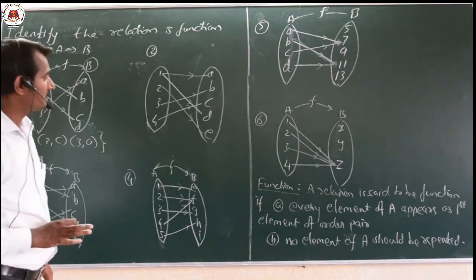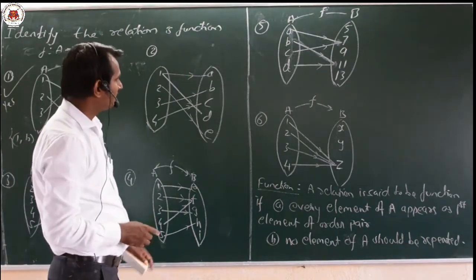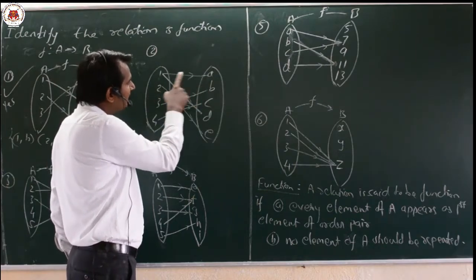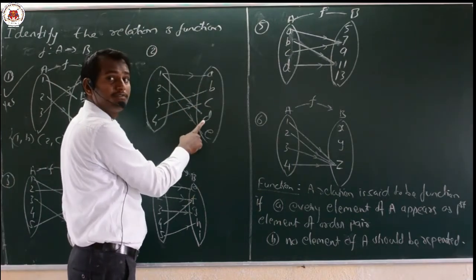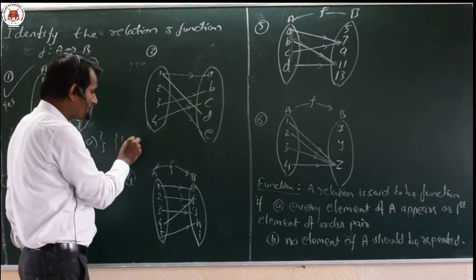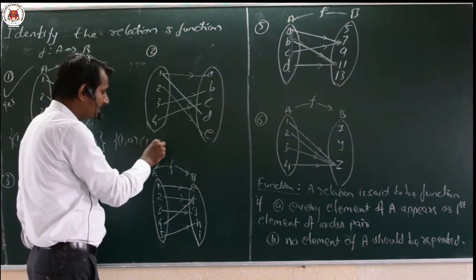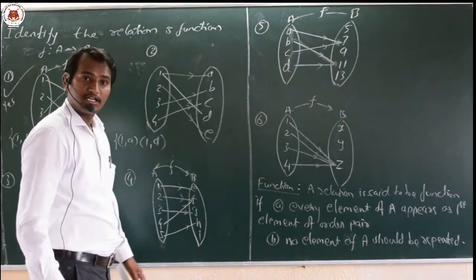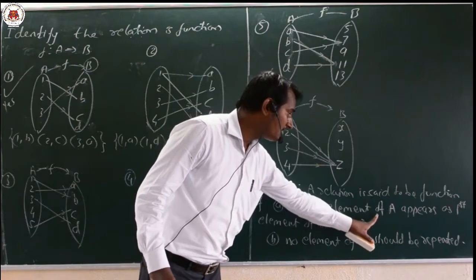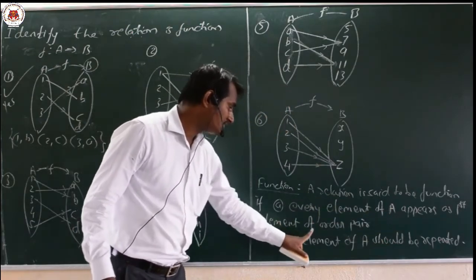In the second example, we can observe that 1 is related to two elements, 1 comma A and 1 comma D. While writing the ordered pairs, we have 1 comma A and 1 comma D. That means it violates our first condition. What does our first condition say? Every element of A appears as the first element of an ordered pair.